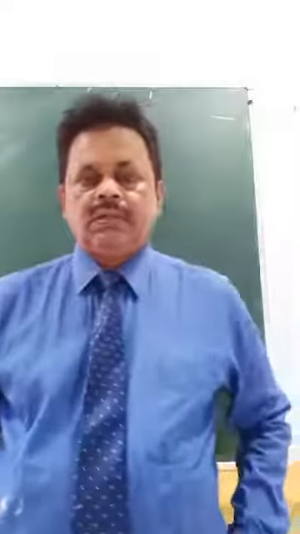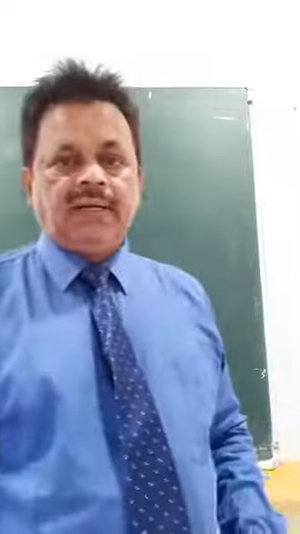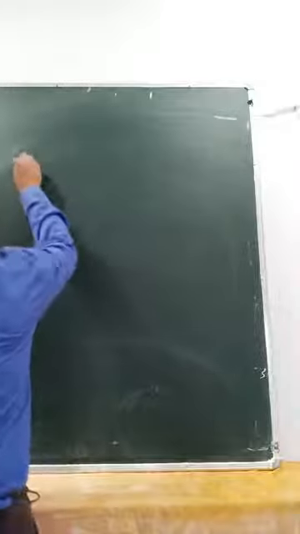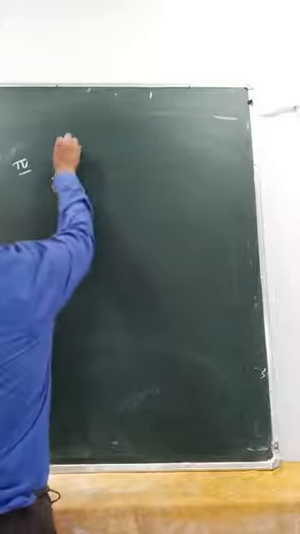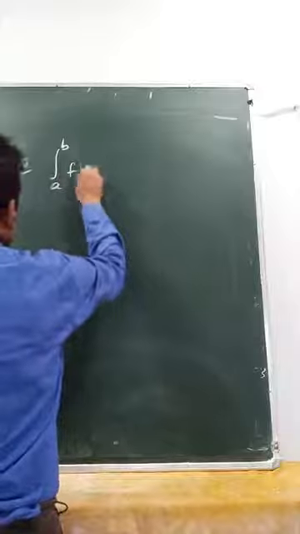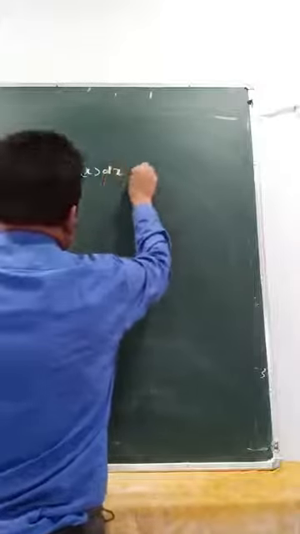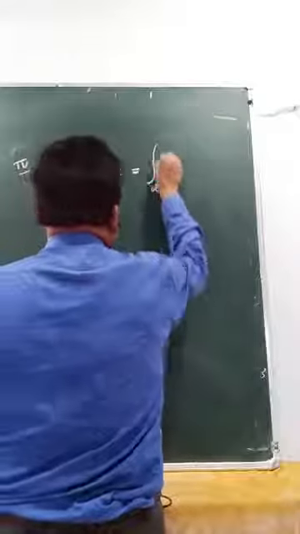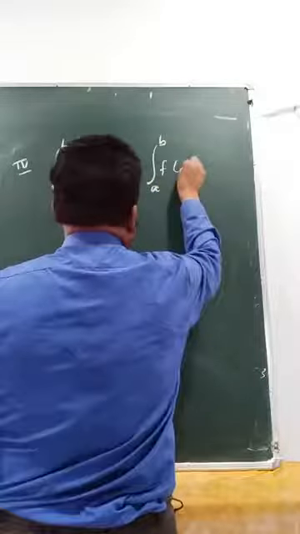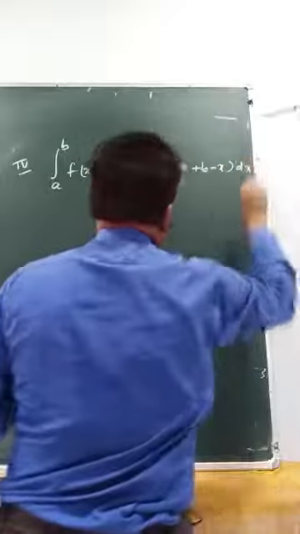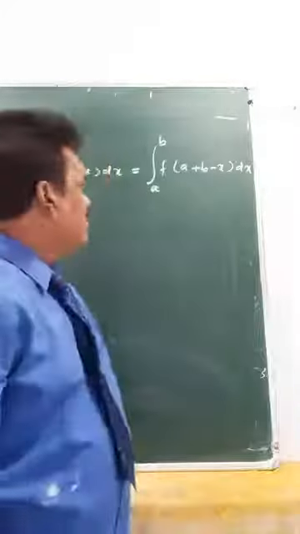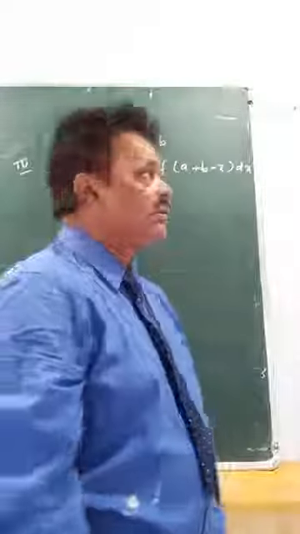So we'll continue today with, again, definite integral properties. So property number 4: integral from a to b of f(x) dx equals integral from a to b of f(a + b - x) dx. Okay. So what are the questions based on this formula?